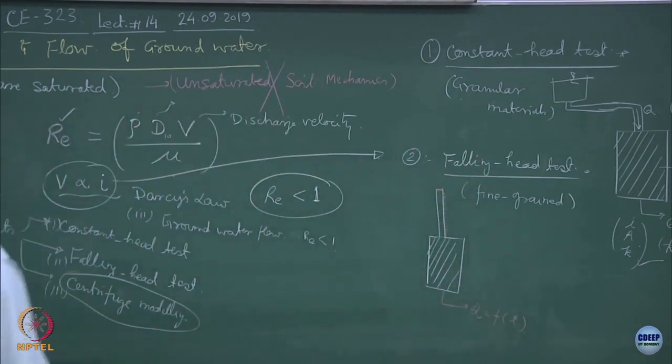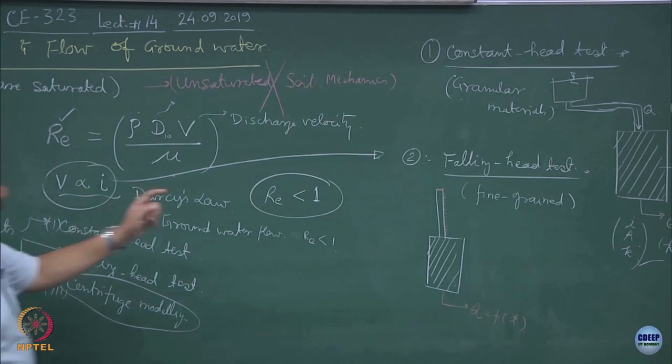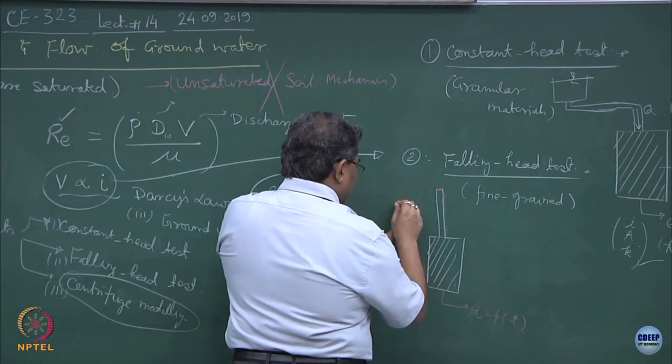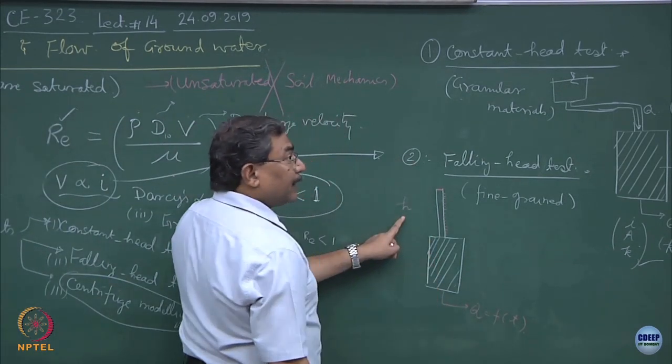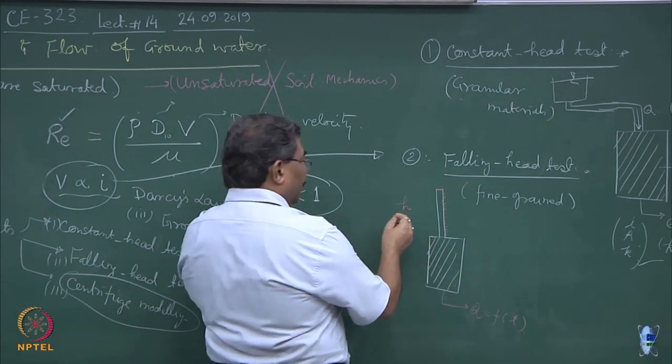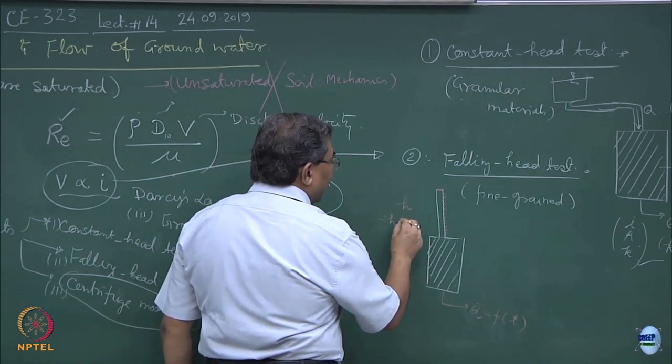One thing you can appreciate here is that the total head which is causing the fluid flow is decreasing, is it not? You agree? So delta H is negative.